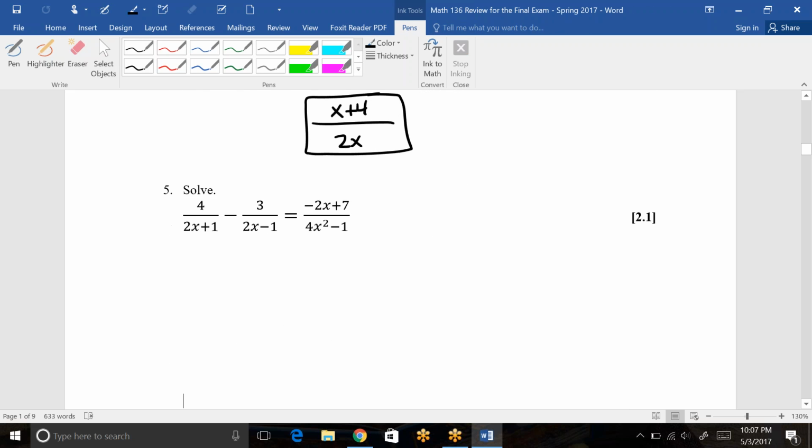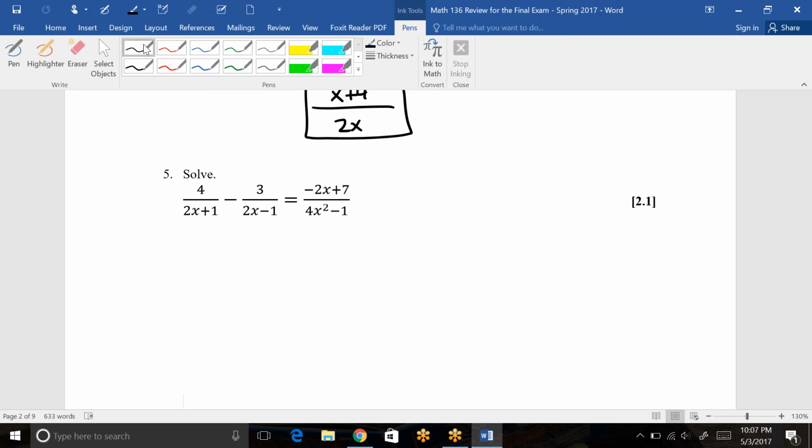All right, for number 5, we need to try to solve this equation. If there's fractions involved, you want to try to clear out the fractions. Factor all of your denominators first. And also realize that you do have domain errors here. So x cannot equal negative 1/2 for that piece, and x cannot equal positive 1/2. So just make sure your answer at the end is neither one of those numbers.